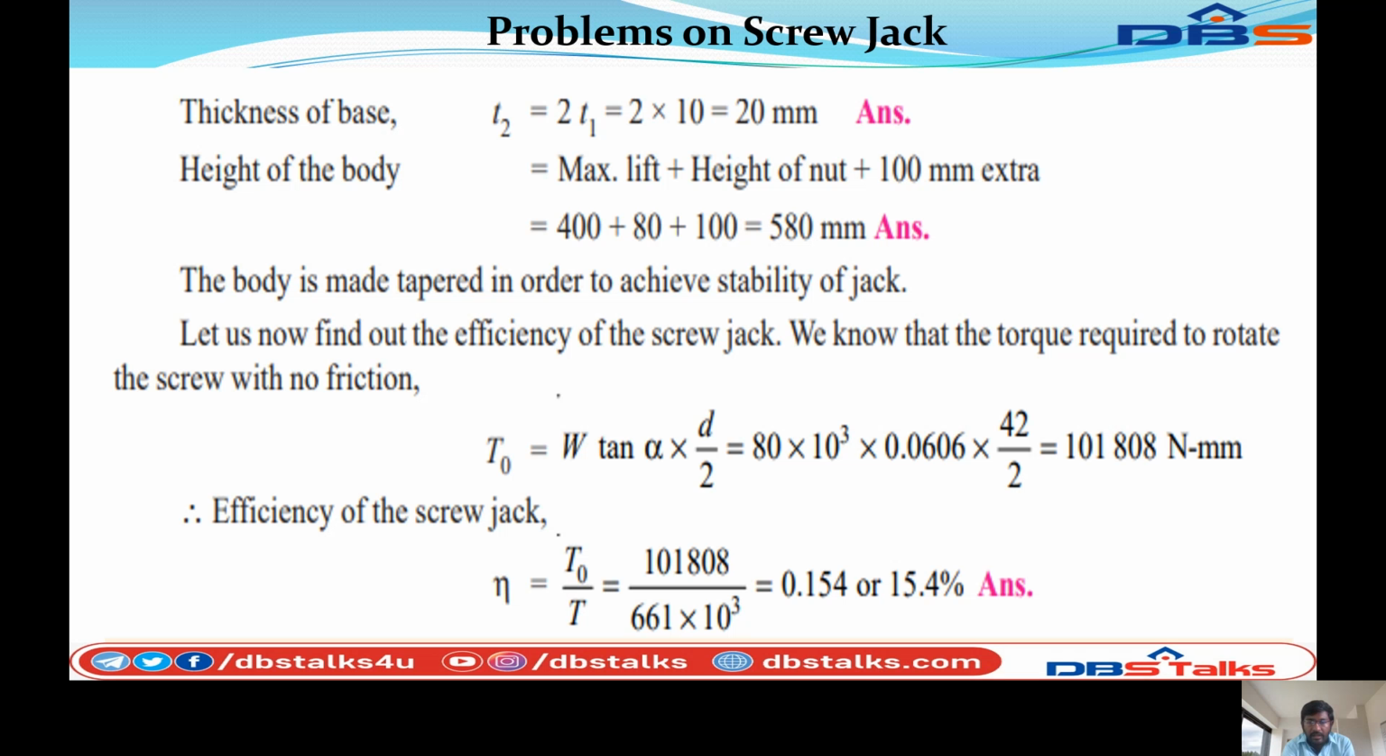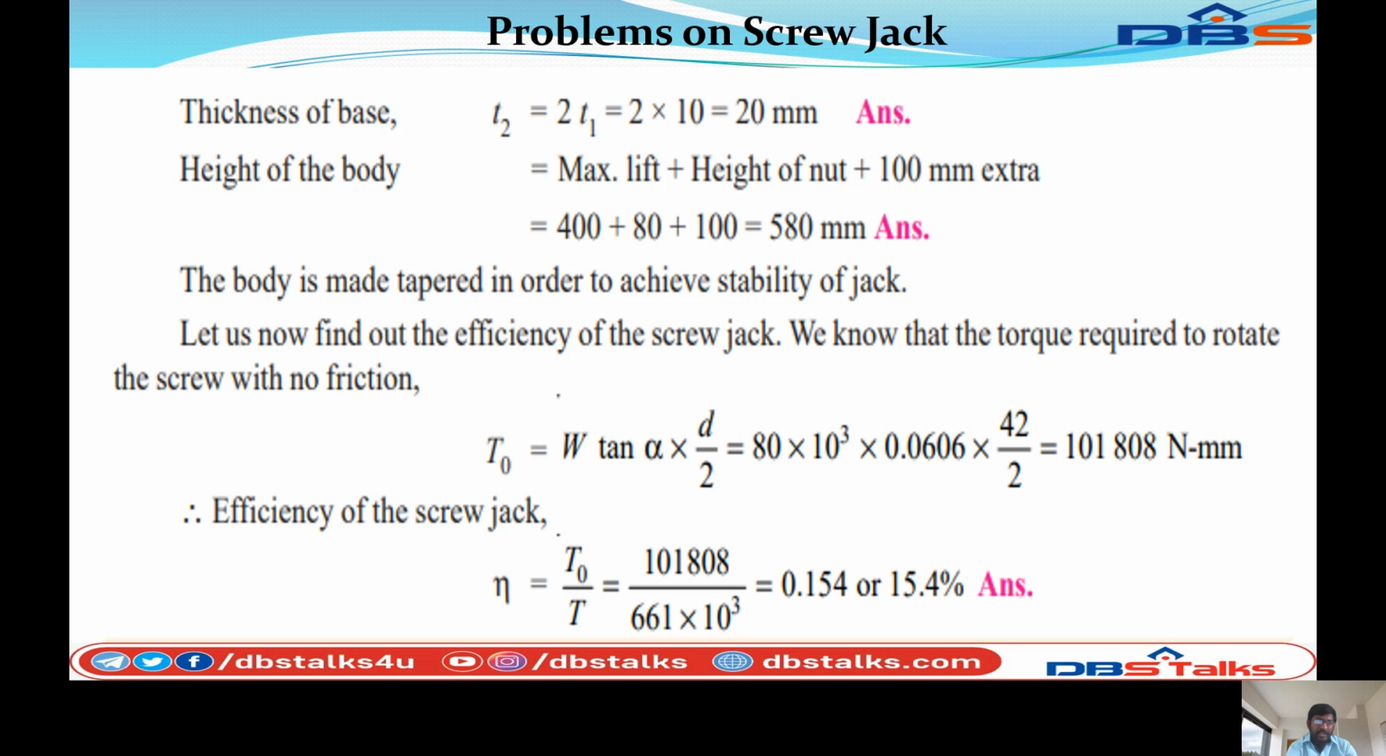So let us now find out the efficiency of the screw jack. We know that the torque required to rotate the screw with no friction, T0, is equal to W tan alpha into D by 2, that is equal to 80 into 10 cube into 0.0606 into 42 by 2. So finally you can calculate T naught is equal to 1,01,808 Newton mm.